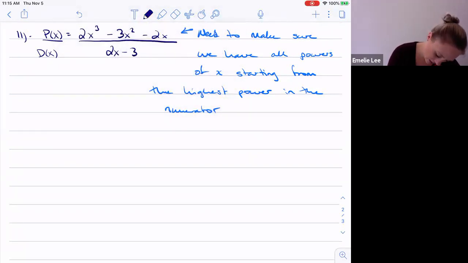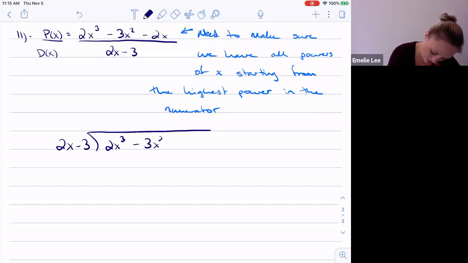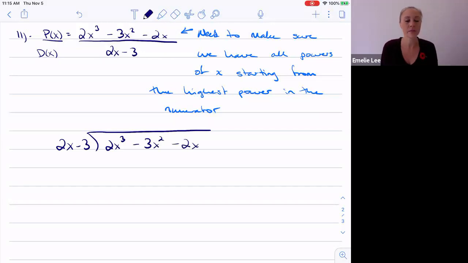So what this looks like is I have 2x minus 3 dividing into 2x to the 3 minus 3x squared minus 2x. Whatever I find up here is the quotient q of x, and then eventually I end up with the remainder r of x, if there is a remainder. The factor theorem says that if the remainder is 0, then 2x minus 3 is a factor of this thing, because I was able to pull it out clean. I won't be able to, but that's what it would mean.